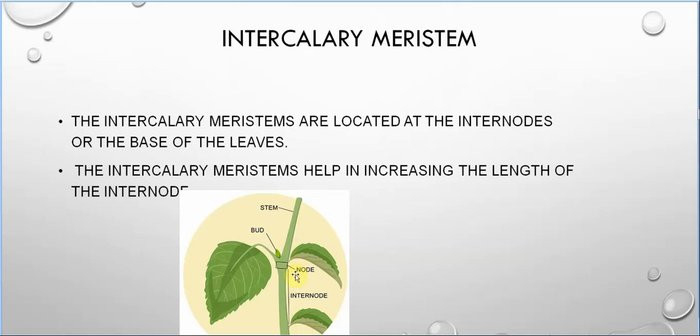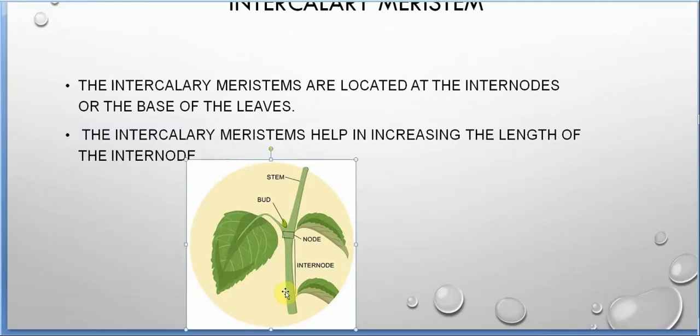The basal part of the leaf, the part of the leaf which is attached to this particular portion, you can just see this portion is called as the node. You are just seeing it in the figure itself, the representation of the node, and the portion between the two nodes is called as the internode.